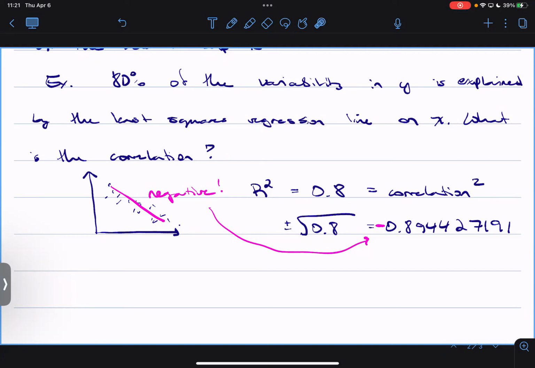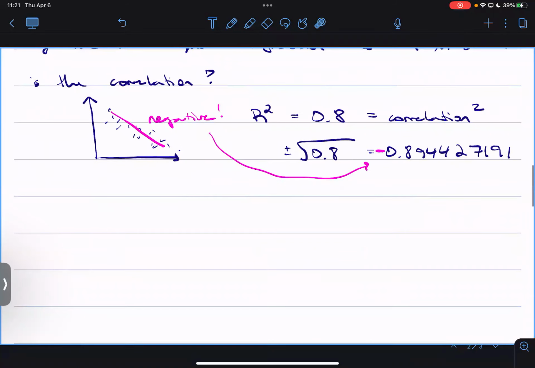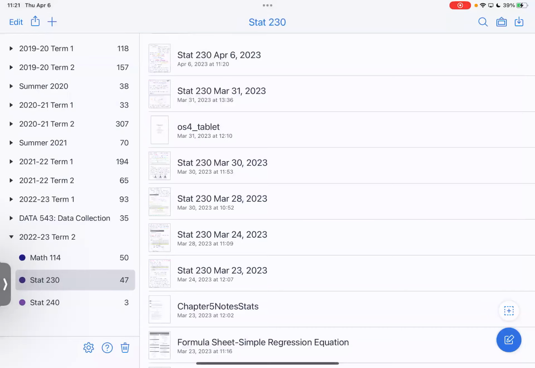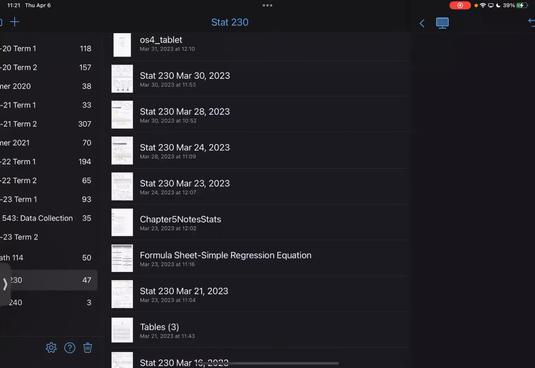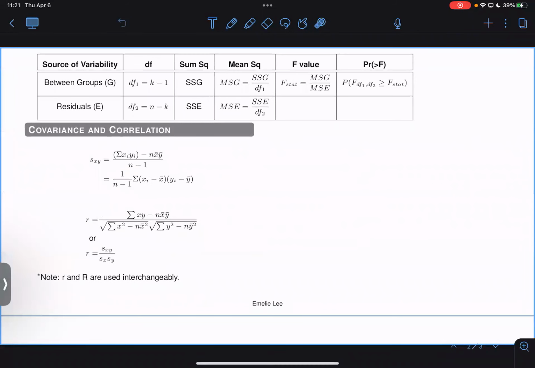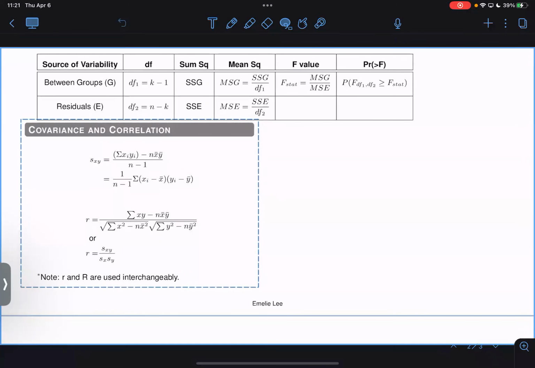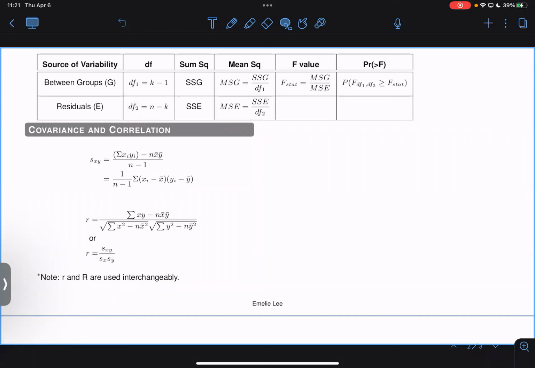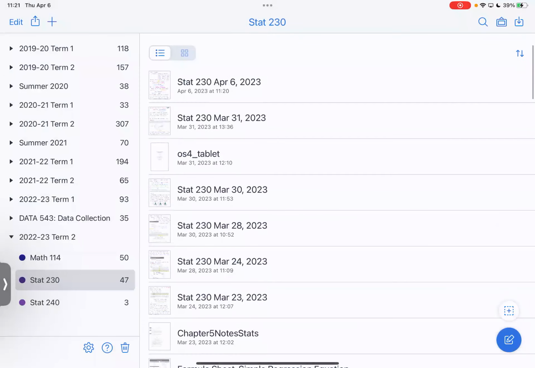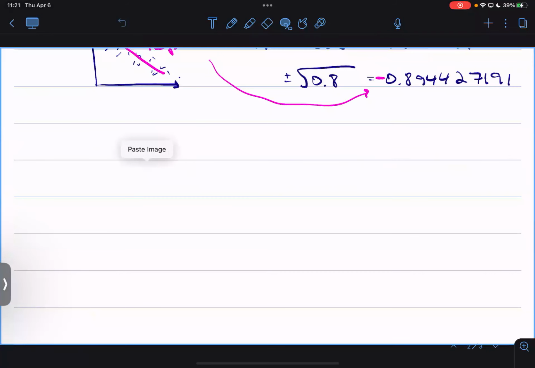Okie dokie, artichokey. Let's see here. On your formula sheet, where is it? I give you these guys. Okay.